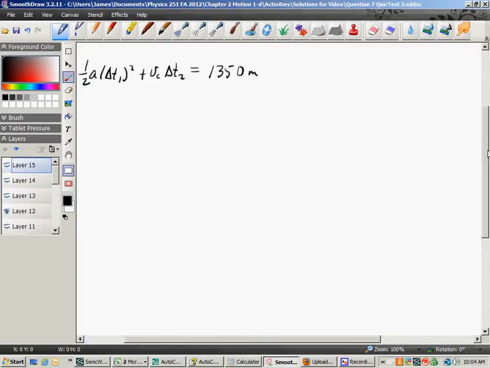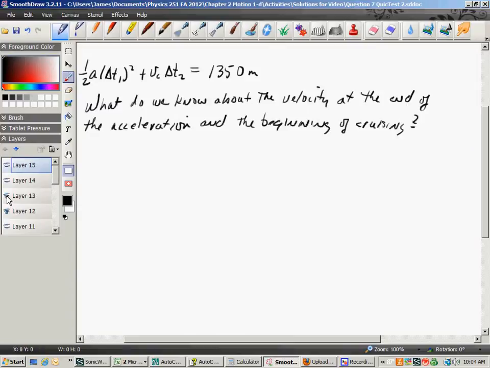Okay, starting back with this equation, 1/2 a delta t1 squared, the distance through which it accelerates, plus vc delta t2, the distance through which it cruises, has to equal 1,350 meters. What do we know about the velocity at the end of the acceleration and the beginning of the cruising? In other words, how can we calculate the velocity of the car at the end of the acceleration time? Pause it and write your answer down.